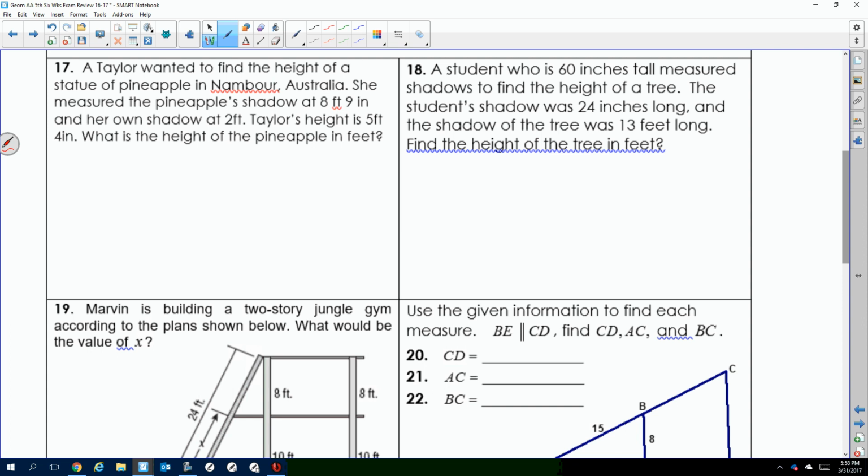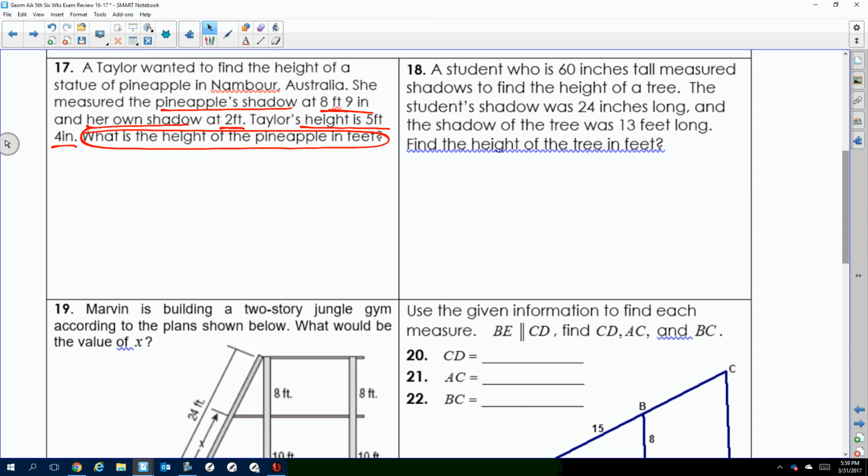So Taylor wants to find the height of the statue of a pineapple in Nambour, Australia, okay? She measures the pineapple's shadow as 8 feet 9 inches and her own shadow is 2 feet. Taylor's height is 5 feet 4 inches. What's the height of the pineapple in feet? So I'm going to circle that because that's what we're trying to find. Key information, we know that the pineapple shadow is 8 feet 9 inches. Her own shadow is 2 feet. Taylor's height is 5 feet 4 inches.